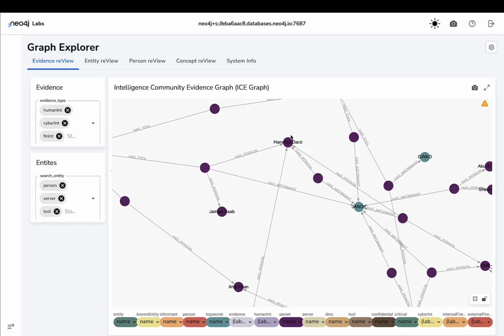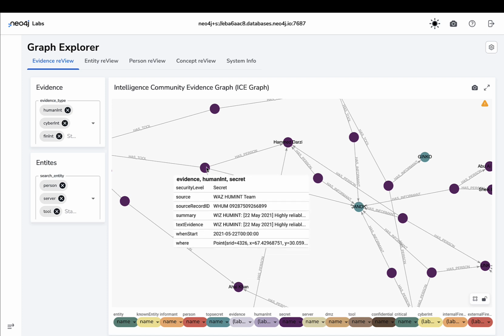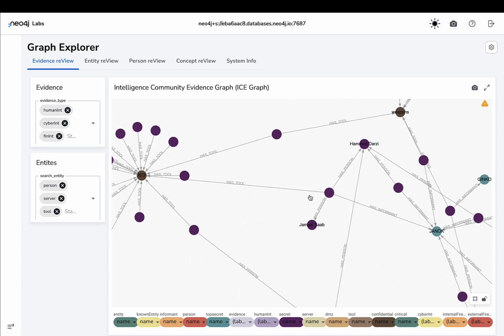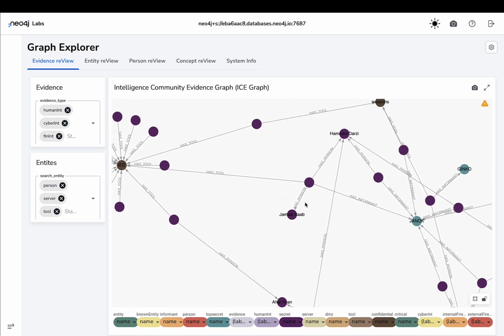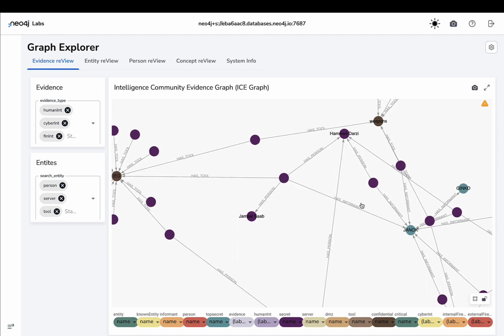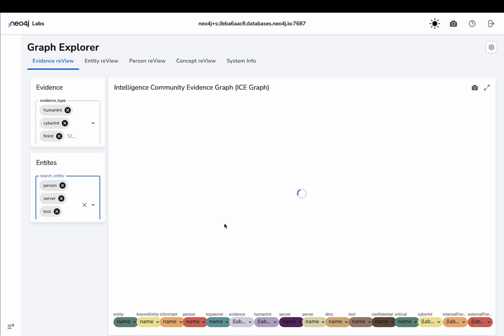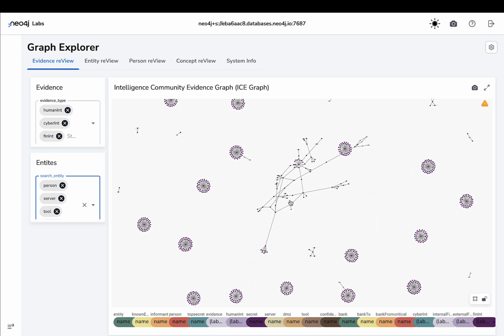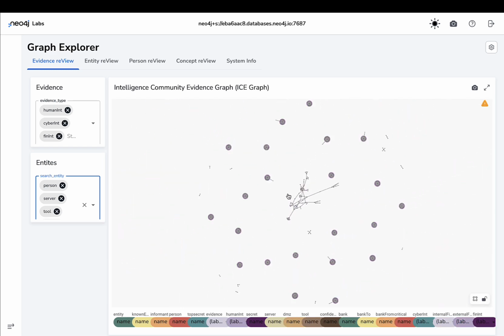If we close this, we can see this piece of evidence we were just looking at here. We can see what other entities are connected to it. So for example, we've got Jamal Saab being mentioned, we've got Janok being mentioned. We don't have the bank accounts in here, so let's add those. We'll add the bank. It's going to get a lot more complex very quickly here. But let's see if we can see those bank accounts.